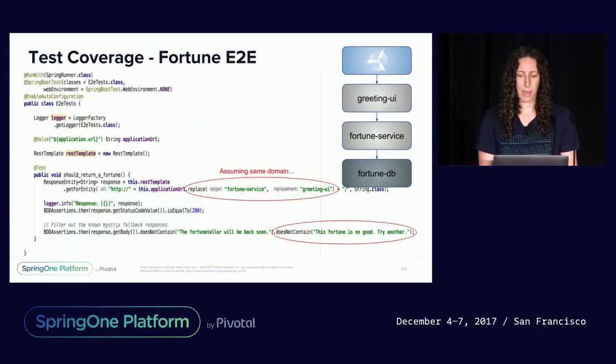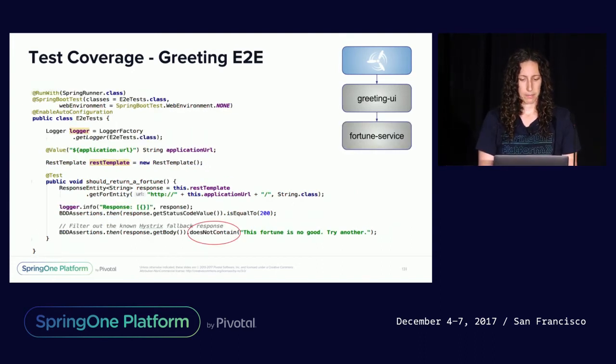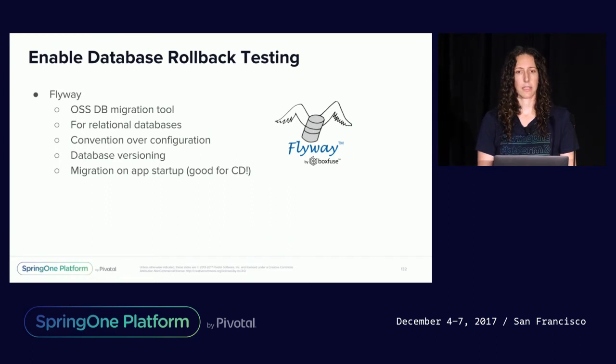For an end-to-end test example, we might want Fortune service to actually have a call through greeting. In this case, because this is the test for Fortune service, Concourse doesn't actually have the greeting URL, but it can deduce it, assuming that the host name is the same, the structure is the same as the Fortune application, so it just does a quick replace. As you can see, it's circled in red. It replaces Fortune service with greeting UI, therefore being able to call greeting and making sure that none of the Hystrix responses are in the response. Similarly, for greeting, we're avoiding the circuit breaker fallback response in our smoke test, and the opposite in our greeting end-to-end. So more interestingly is the database rollback testing.